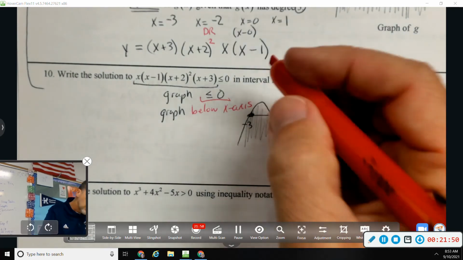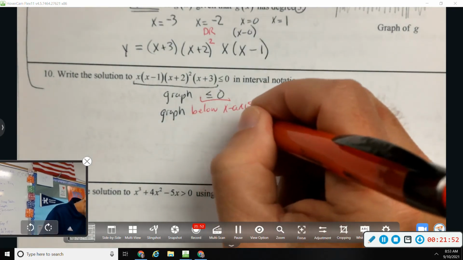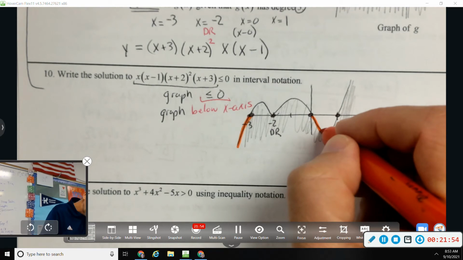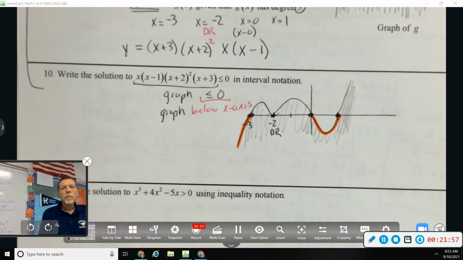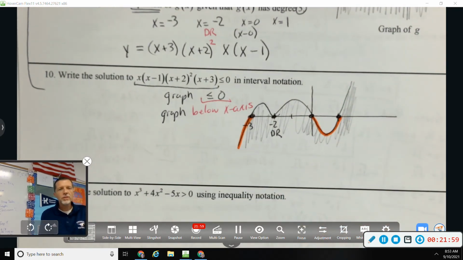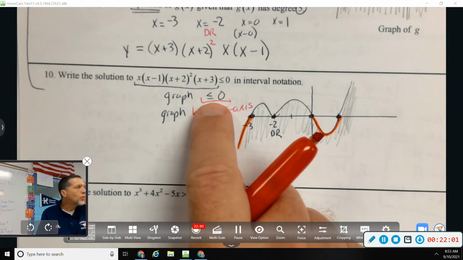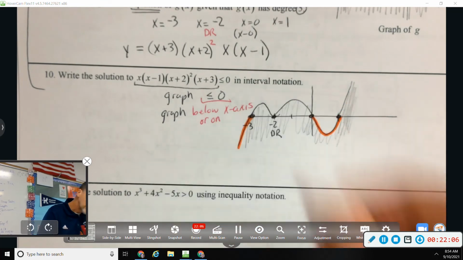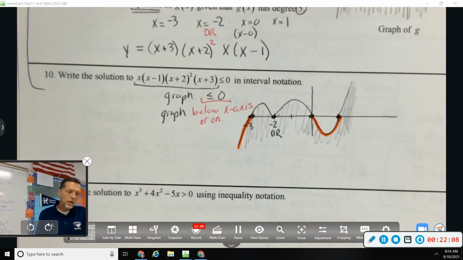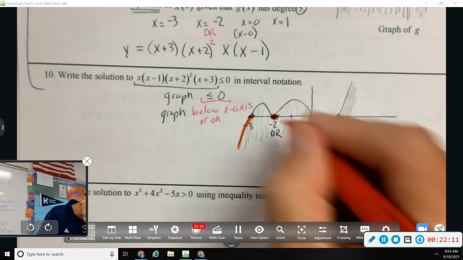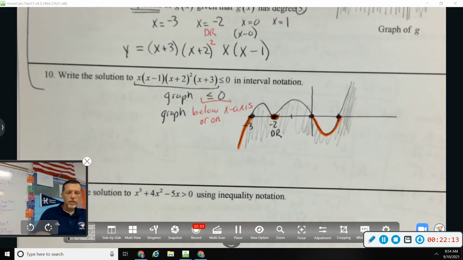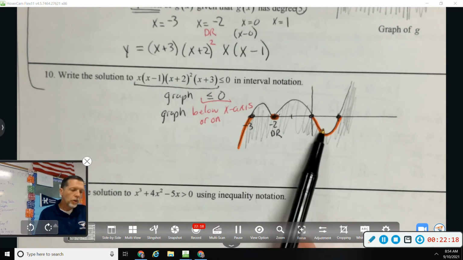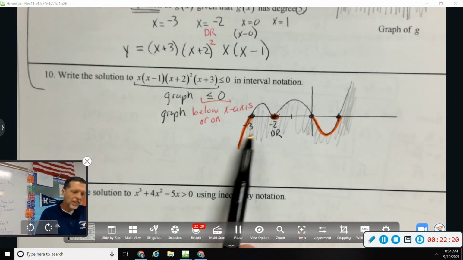So I'm gonna highlight where it's below the x-axis. Although I need to be real careful here because it could also equal 0. So below or on the x-axis, because there's one spot in there at that double root where it's on the x-axis. So the orange is my solution. The orange is the places where the graph is below or on the x-axis.